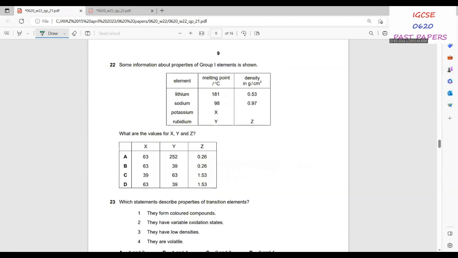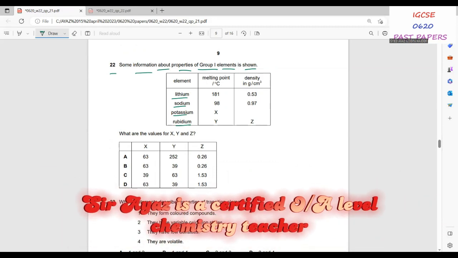Question number 22. Some information about properties of group 1 elements is shown. We have the elements lithium, sodium, potassium, and rubidium. Melting point and density are given. For potassium and rubidium, melting point is missing, and for rubidium, density is also missing. What are the values of X, Y, and Z? How are you going to solve it? We know the trend in group 1, the melting point decreases down the group.